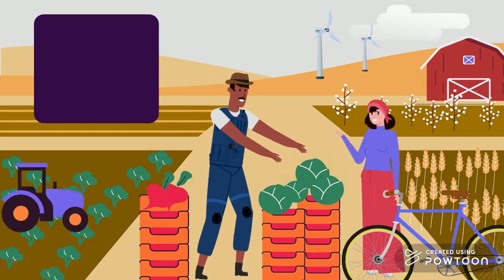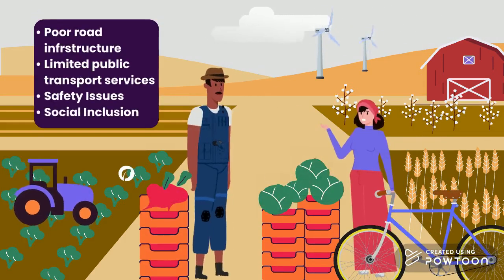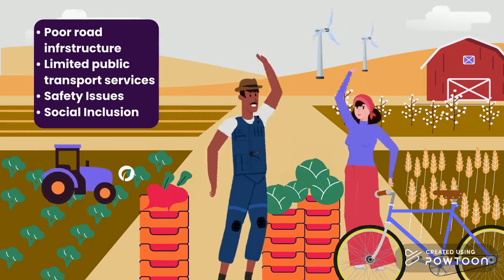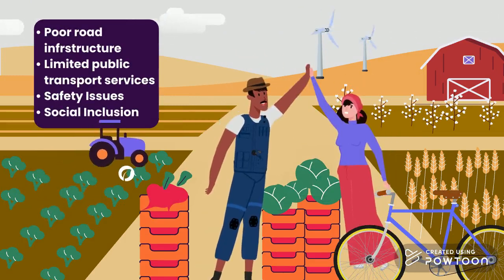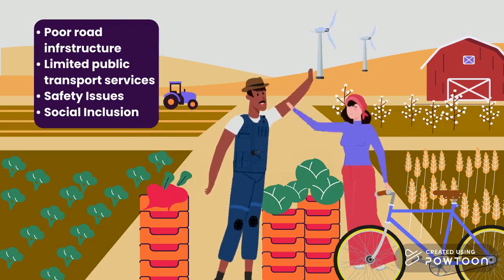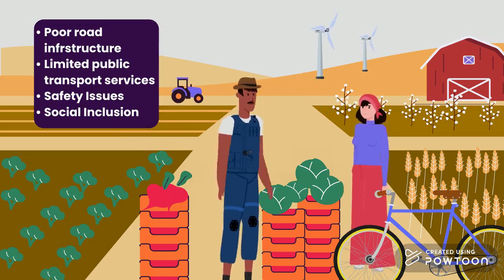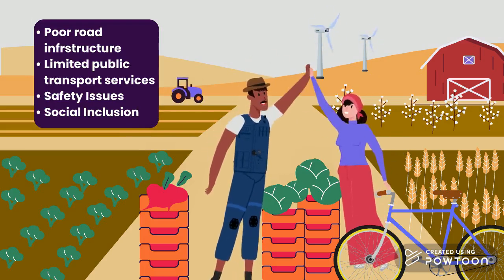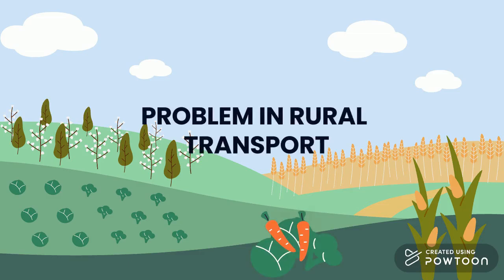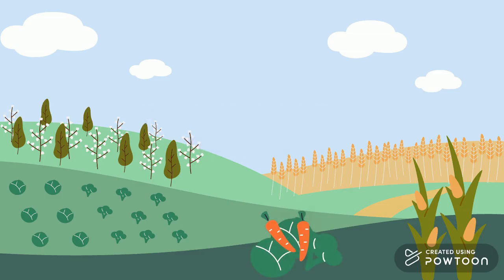Rural transport faces many challenges. These include poor road infrastructure, limited public transport services, high transport costs, safety issues, and accessibility problems for elderly and disabled users. These problems can lead to social exclusion and reduced economic opportunities. Now let us see the video explaining about problem in rural transport.